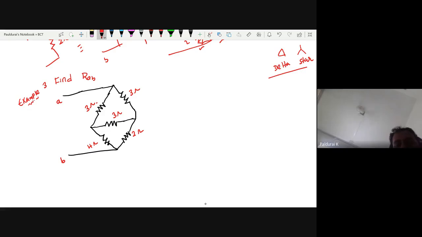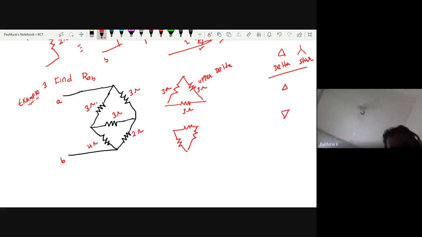Take the upper delta. What delta is there in the upper portion? See, all are 3 ohm. This is my upper delta. Otherwise, the lower delta. Take the lower portion. This is also a delta. Both are delta. So this is 3 ohm, but this is 4 ohm, this is 2 ohm. So you are having 2 deltas, either upper or lower.